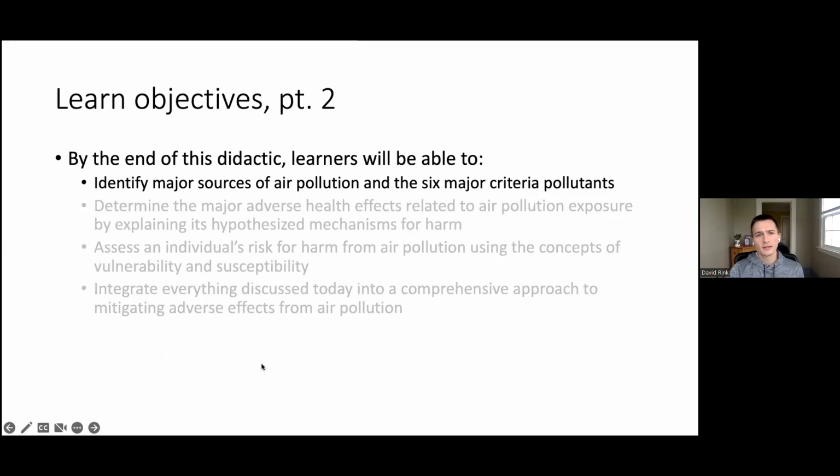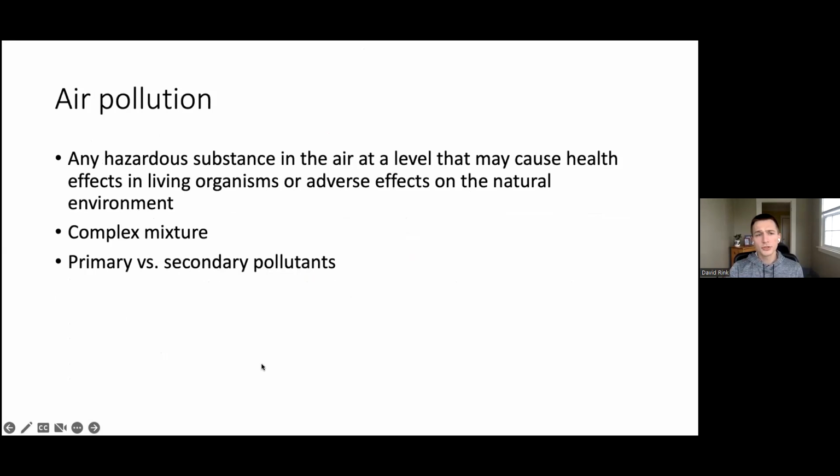We'll step back from that for a second, and we'll think a little bit more about air pollution. So air pollution is any hazardous substance in the air at a level that may cause health effects in living organisms or adverse effects on the natural environment. And really, it exists as this complex mixture of different gases and liquids and particles. And it can be divided into primary air pollutants, which are those emitted directly from a source, while secondary air pollutants are those that are actually formed in the atmosphere through photochemical reactions.